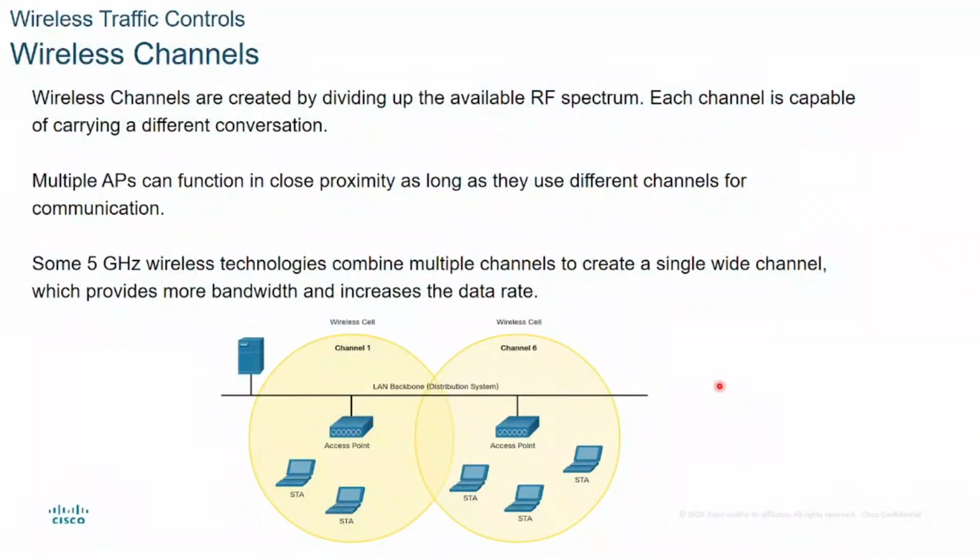Wireless traffic controls. Wireless channels are created by dividing up the available radio frequency spectrum. Each channel is capable of carrying a different conversation. Multiple APs can function in close proximity as long as they use different channels for communication. But some 5 GHz wireless technologies combine multiple channels to create a single wide channel, which provides more bandwidth and increases the data rate. So that's why 5 GHz is always faster than 2.4 GHz.